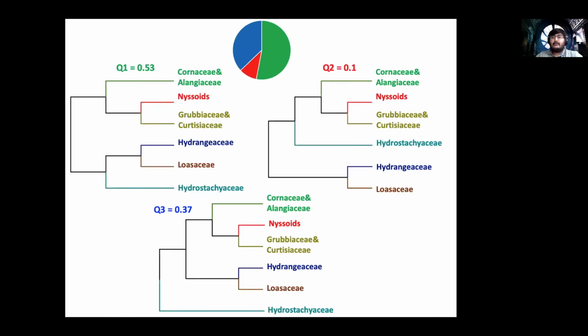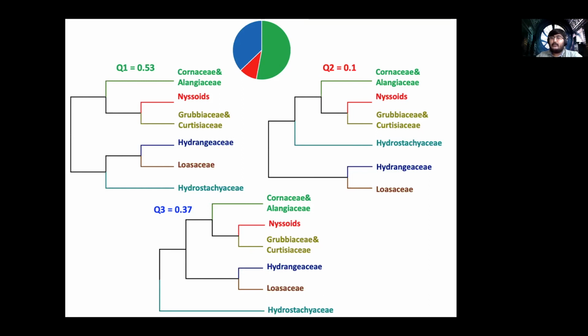Now let's look at quartet support on the branch leading to the Hydrangeaceae, Losaceae, and Hydrostachyaceae clade. For the main topology, we see 53% support, and again, see unequal frequencies in the alternatives. Looking at the first alternative, we see 10% frequency for gene trees placing Hydrangeaceae and Losaceae sister to the rest of the Cornales, with the rest of the tree. For the second alternative, we see 37% frequency of the gene trees placing Hydrostachyaceae with the rest of the tree and outside of the Cornales.